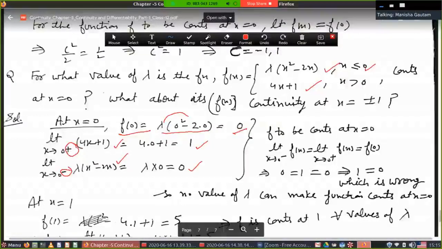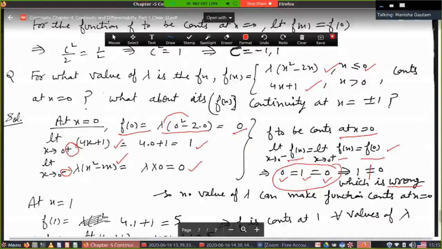For f to be continuous at x equal to 0, the left hand limit and right hand limit must both be equal to the value at x equal to 0. Now check it. On the left hand side, you are getting 0. On the right hand side, you are getting 1. And at 0, you are getting 0. Are these equal? No. 1 is not equal to 0, which is wrong.